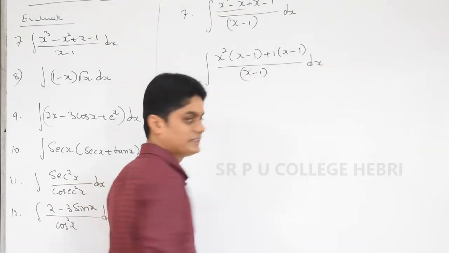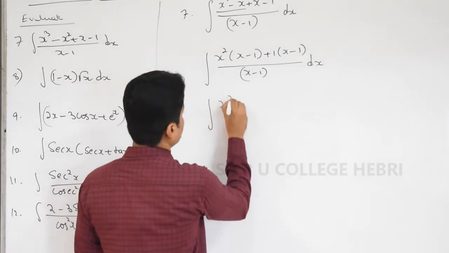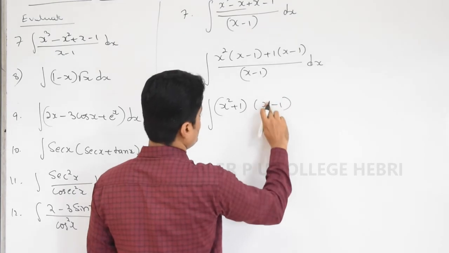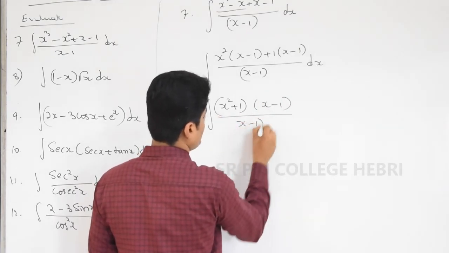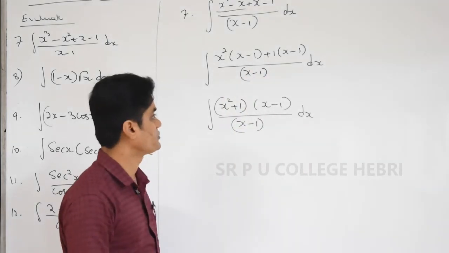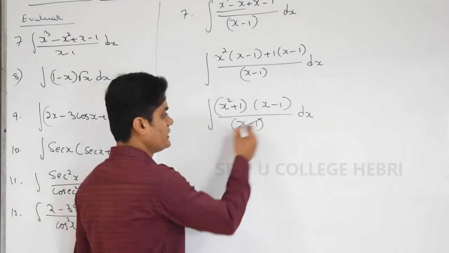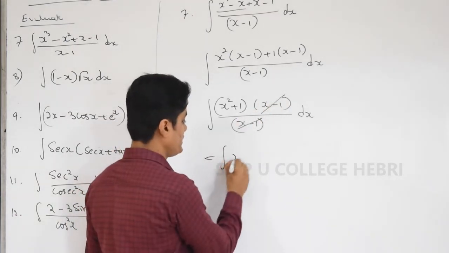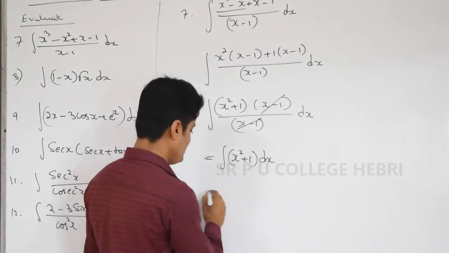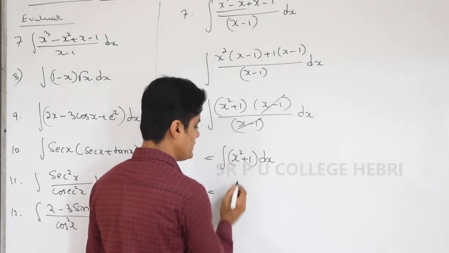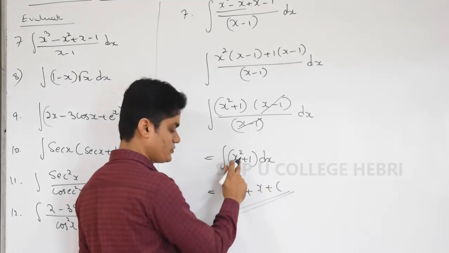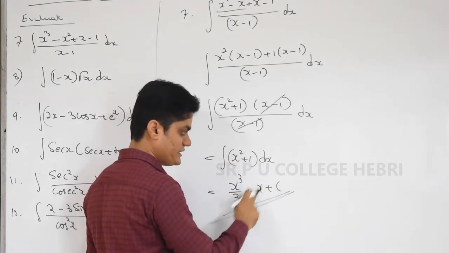Correct? Did you get it? Now this is nothing but x square plus 1 into x minus 1 divided by x minus 1, correct, right? Factorization. x minus 1 is common, take it outside, you'll get x square plus 1 into x minus 1 by x minus 1. So x minus 1 cancels. So what is remaining? x square plus 1 into dx. Got it? Now this is integrable, no? What is the integration of x square plus 1? x cube by 3 plus x plus integration constant. The integration of x square is x cube by 3, integration of 1 is x, plus integration constant.